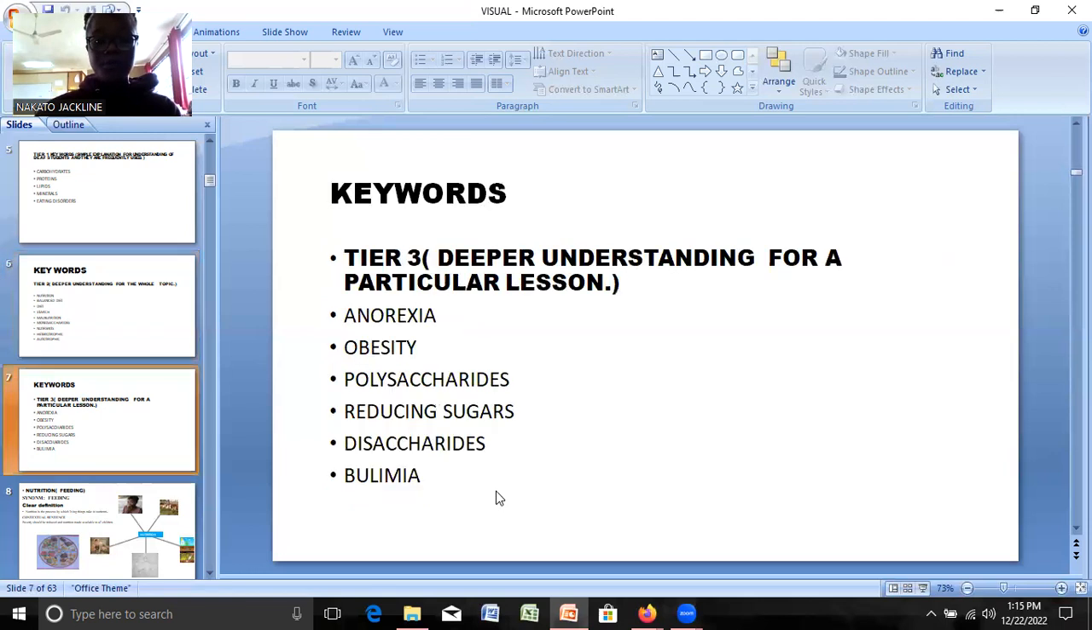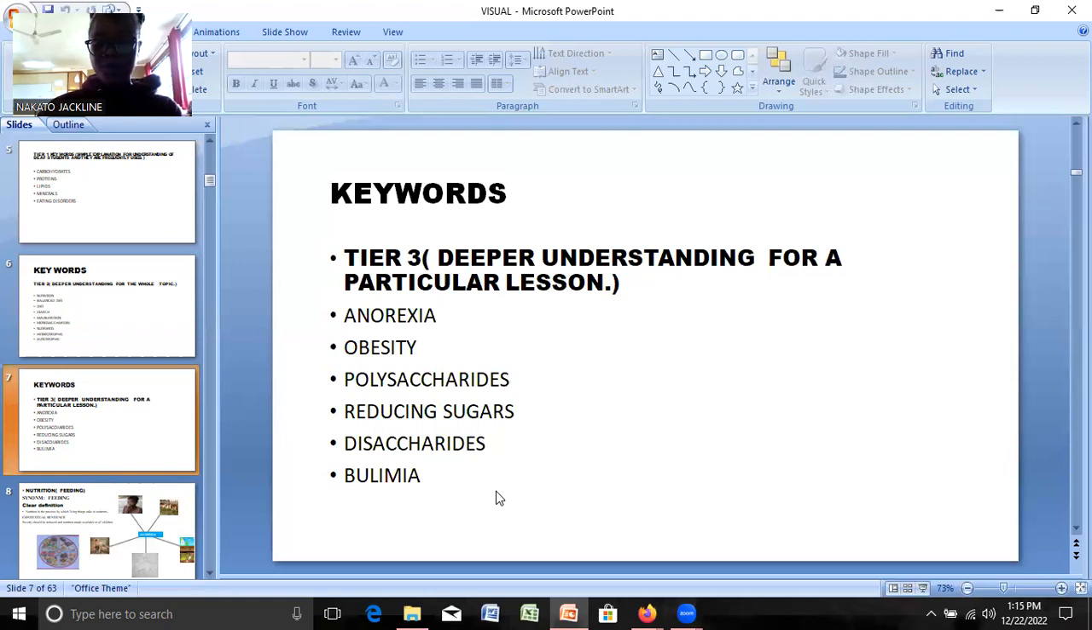So we have the tier 3. These need deeper understanding for a particular lesson. For example, in this topic, we have particular words we are going to talk about in particular lessons. For example, anorexia, obesity, polysaccharides, reducing sugars, disaccharides, then bulimia.